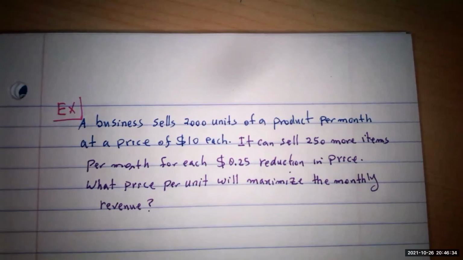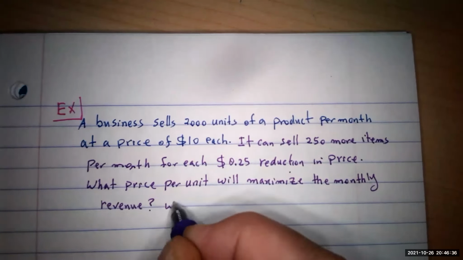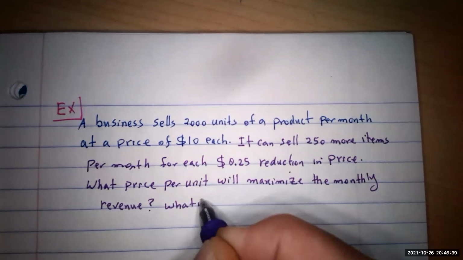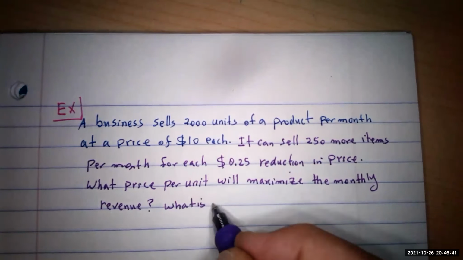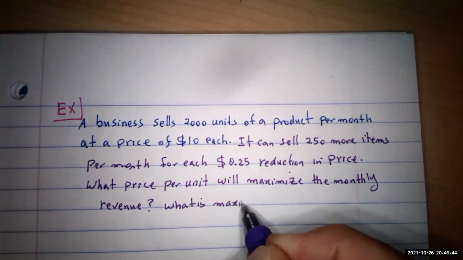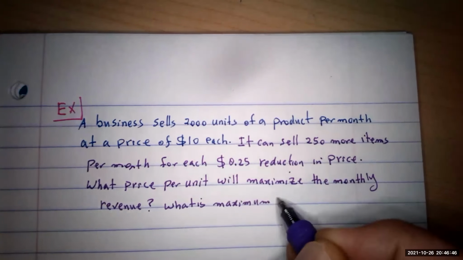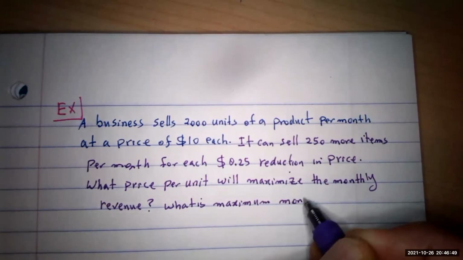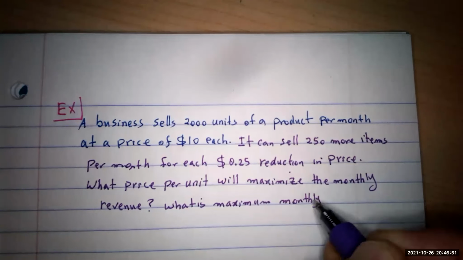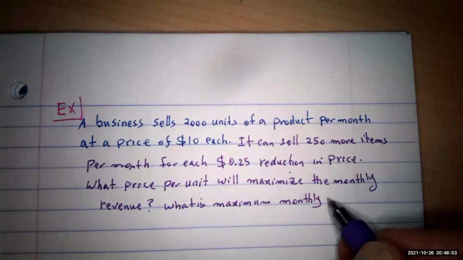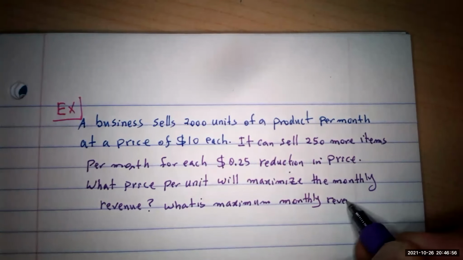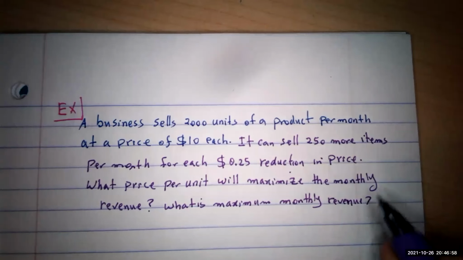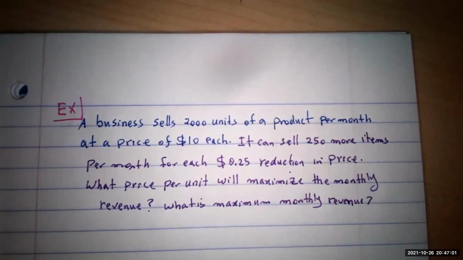Sometimes they ask for what is that maximum revenue. Usually they ask for just that price. In this problem, we ask also for the revenue. We call these the type 2 problems for the revenue function.